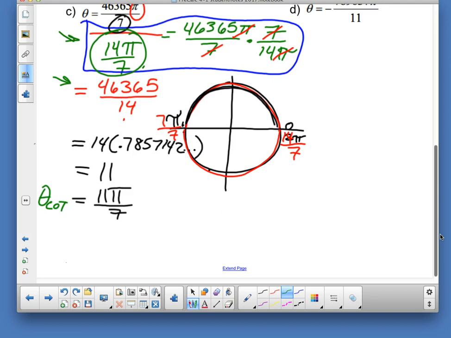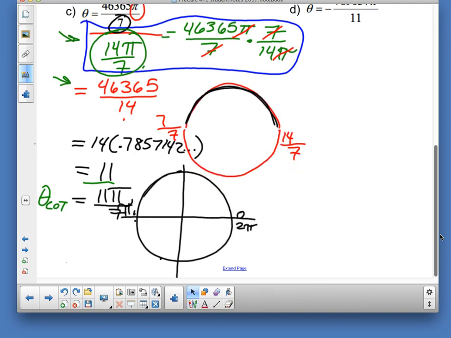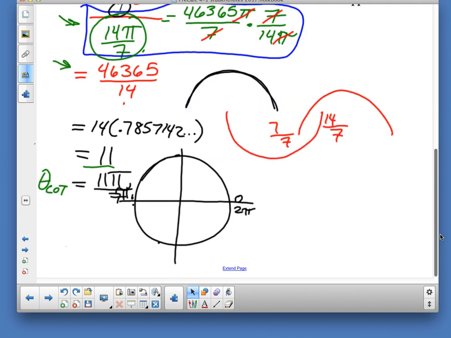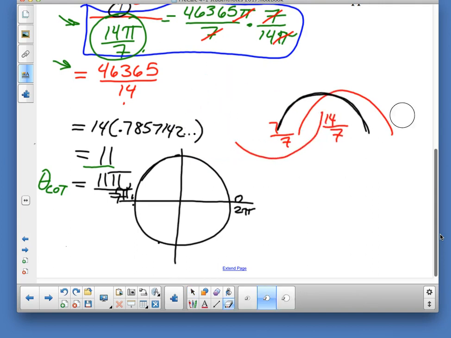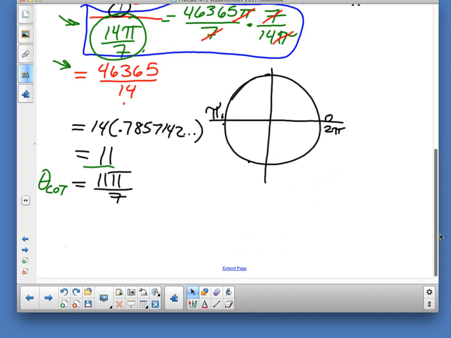I dropped my 3,311. I'm worried about that fractional portion of a revolution, and I found out that it's 11/7. Okay, 11/7. Well, what's 11/7? Let me get this cleaned up so I have a clean slate. Remember, this is not 17ths, it's 11/7. This is 7/7. Are you okay with that? 7 pi over 7. I need to go 4 pi over 7 more. So it's like right about here. This is my 11. I lied.